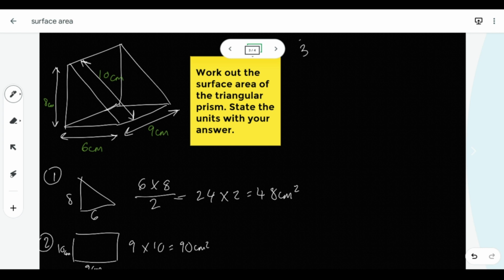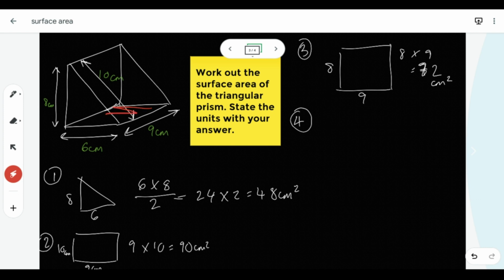Now your third one will be, for example, this one. So let's draw that out. Right, we have a shape of 8 by 9. Right, 8 times 9 is 72 centimeters squared. And your final one is your base, which is here. Right, so to calculate that, we draw the base out first. It's 6 by 9. 6 times 9 is 54.